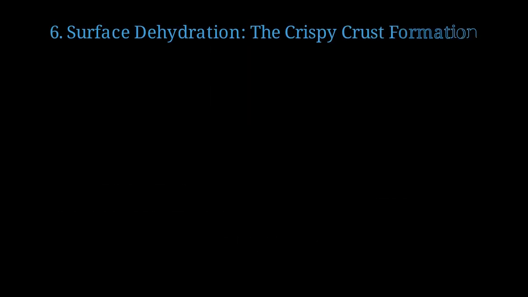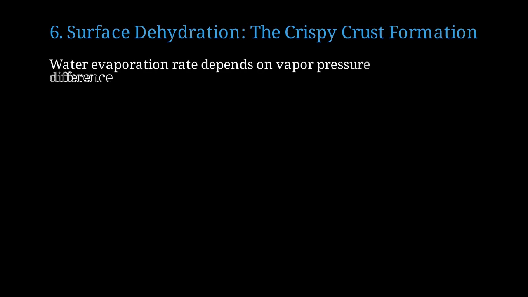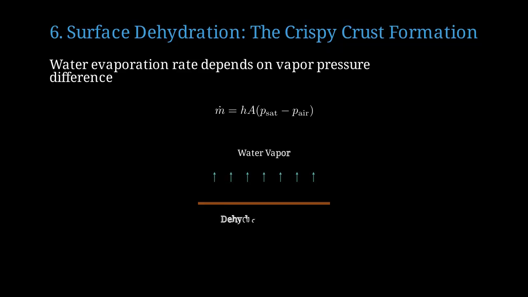At the surface, water rapidly evaporates, creating the characteristic crispy crust. The rate of water evaporation depends on the vapor pressure difference between the surface and the surrounding air. Mass flow rate equals the mass transfer coefficient times area times the difference between saturation pressure and air pressure. Water molecules, shown as blue arrows, continuously escape from the surface layer, leaving behind a concentrated protein-sugar matrix.